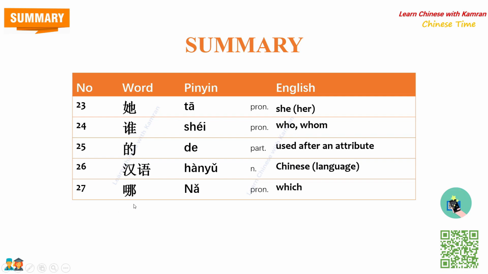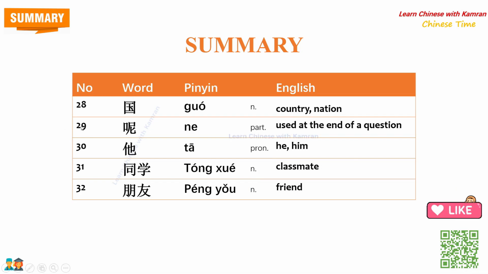27th is na, which, where. So this is another important word, na. Let's see the 28th word, 国, country. 国你是哪国人, what is your country? 国 is country. And the next one is ne, which is used at the end of a question.